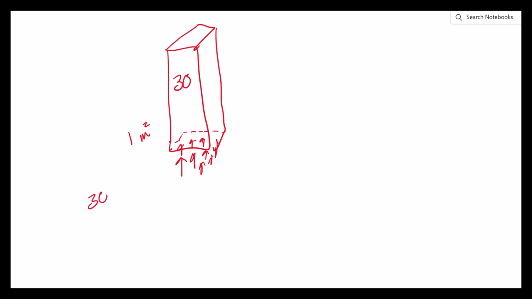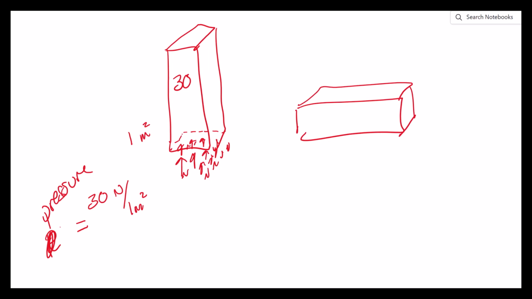So it's 30 newtons per 1 square meter. It's the pressure. What you can think about is that each one of these itty bitty normal forces is bigger than if you did it like this, because there's more area to distribute it across. So all these are slightly smaller itty bitty normal forces.